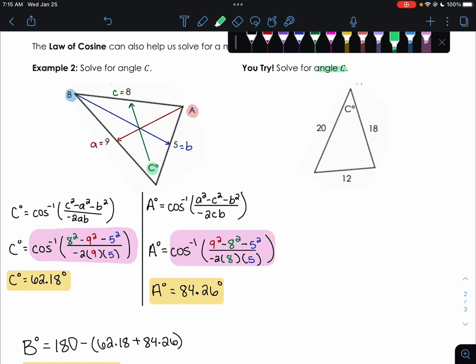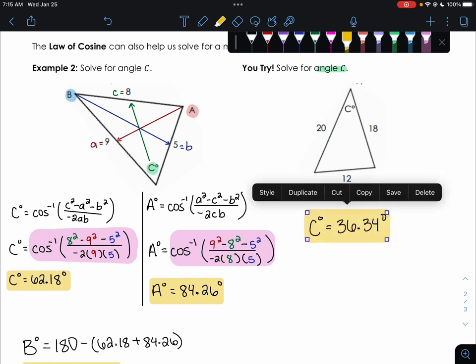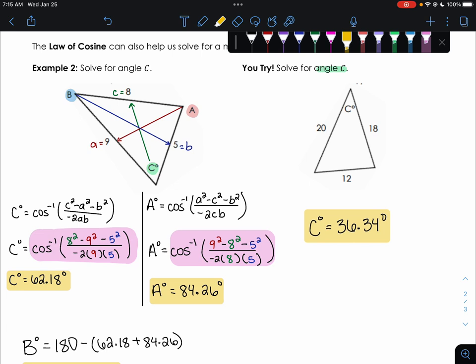Okay, so hopefully you gave this a try. If you did, you should get angle C is equal to 36.34 degrees. If you were not able to get this, then you need to make sure that you ask for help and you double check how you typed it in the calculator. If you did get this, give yourself a pat on the back.